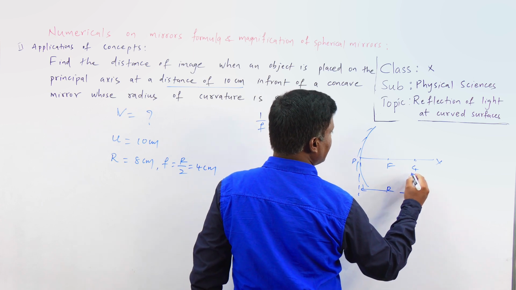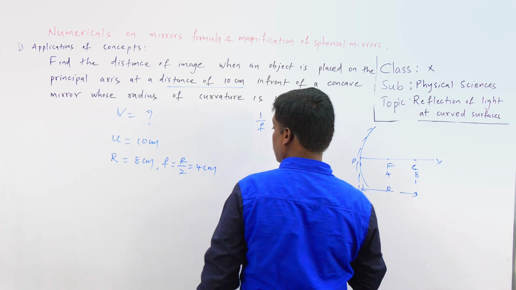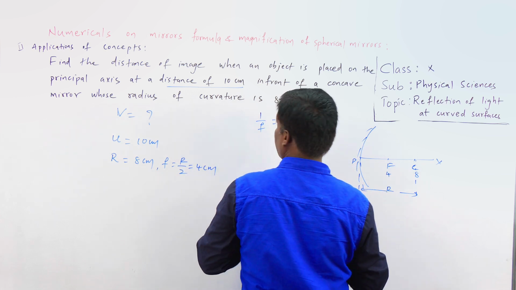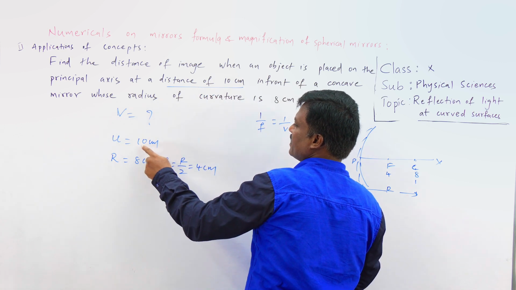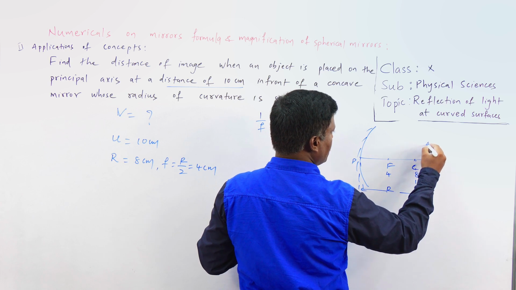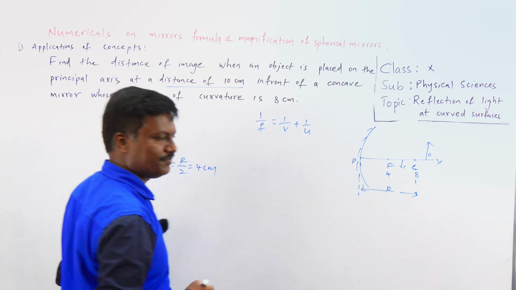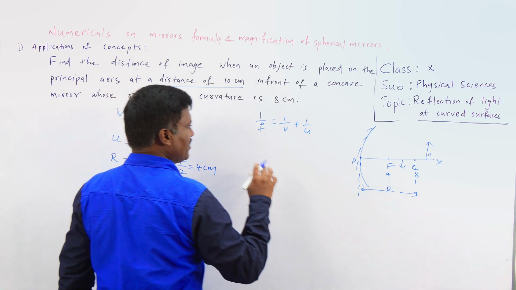So this is given 8 centimeters, right? So up to center 8 centimeters, then up to focus how many centimeters? No, F is equal to R by 2, 4 centimeters. Where is the object placed? Object is placed at 10 centimeters. 10 means 10 lies between B and C. So object must be beyond C when the image is formed between F and C. Yes or no? Now we have to find the image distance.